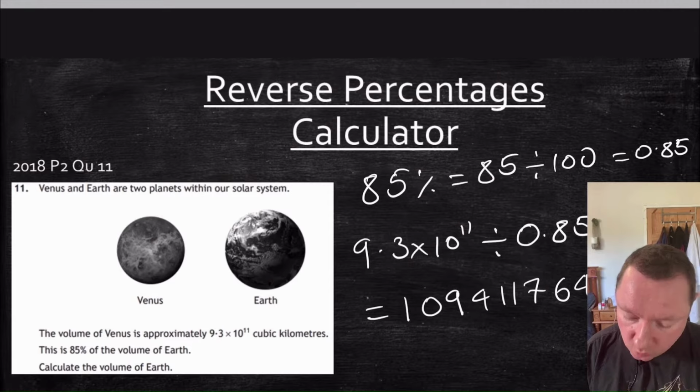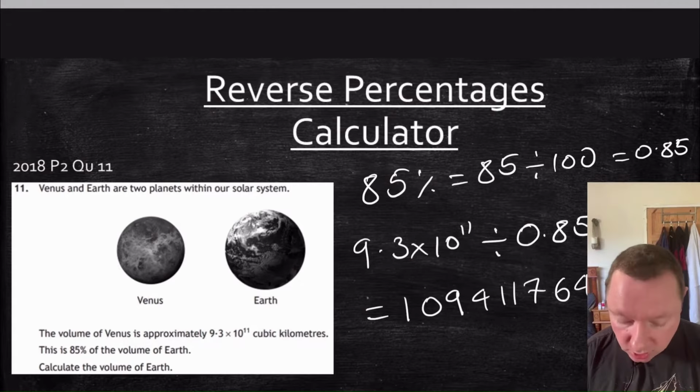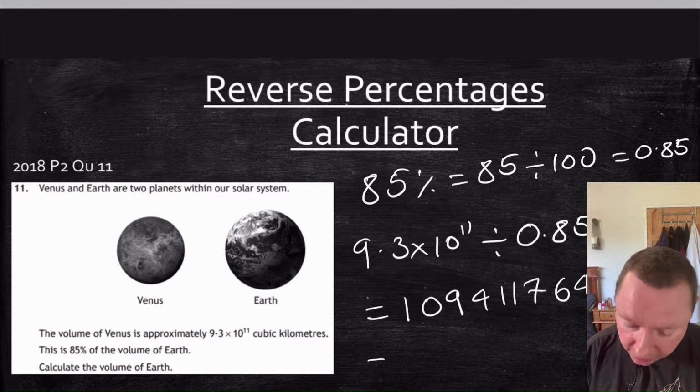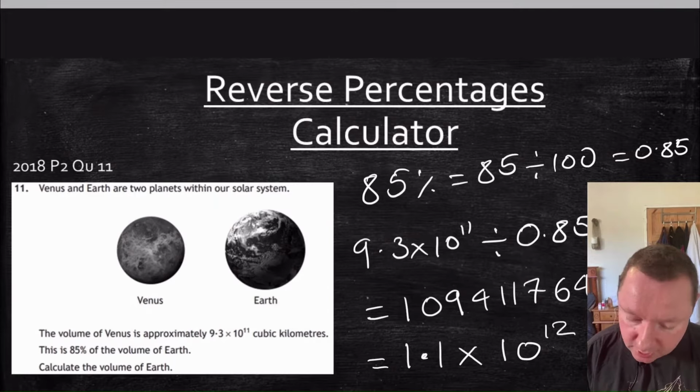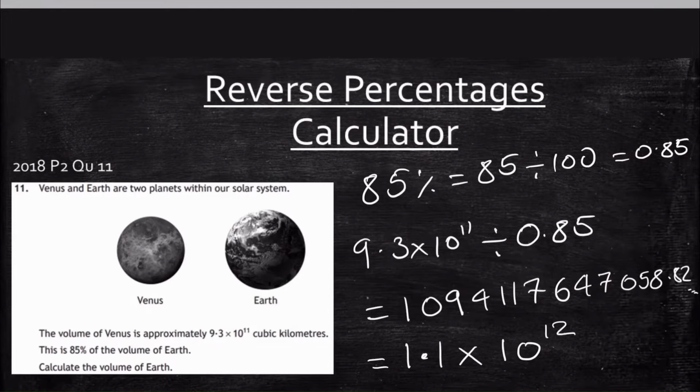So I will, just for the sake of this, round this to the same degree of accuracy as the question, so 2 significant figures. So that gives me 1.1 times 10 to the power of, well, all the numbers after the first one, 1, 2, 3, 4, 5, 6, 7, 8, 9, 10, 11, 12 up to the decimal place, to the power of 12, and it's cubic kilometres, so kilometres cubed.